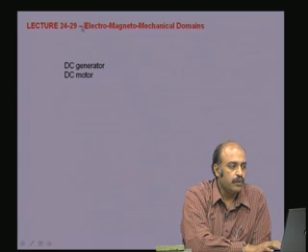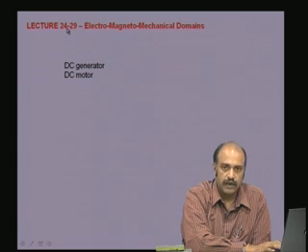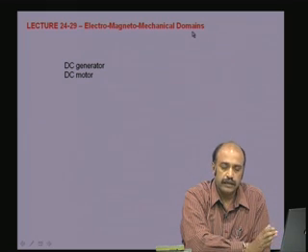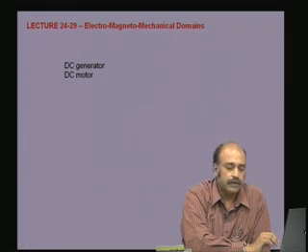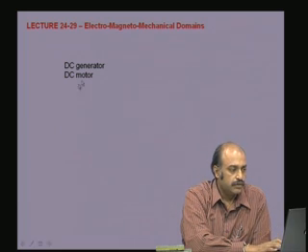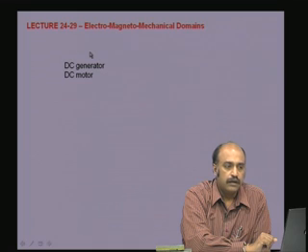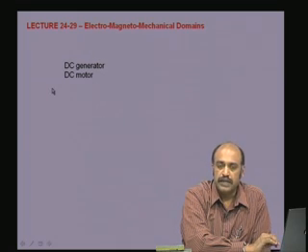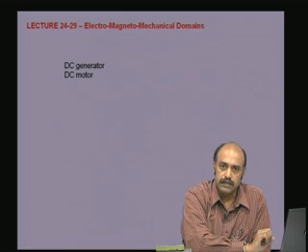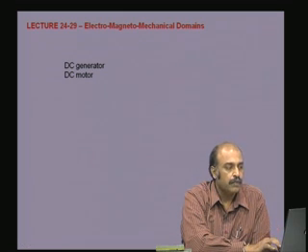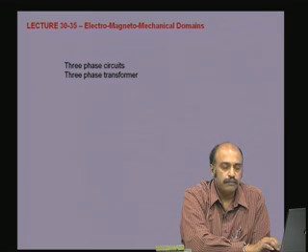Lectures 24 to 29, that is 24, 25, 26, 27, 28, 29, you have the electromagneto-mechanical domains. You see, we are now entering the third part of the course pattern, which is the machines. So, here in 24 to 29, we shall discuss the DC generator and the DC motor. They are basic to the understanding of all the machines.